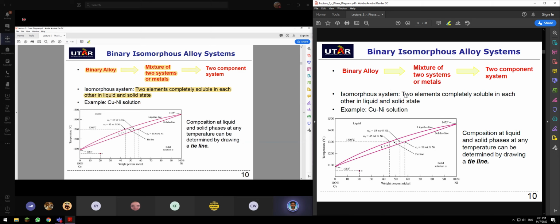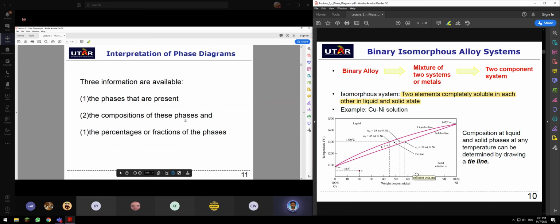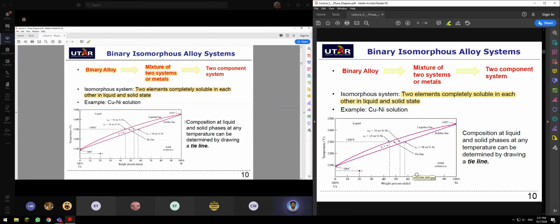For example, alloys, brass, water, syrup, and so on. These are completely soluble in each other in liquid and solid state. For example, copper nickel solutions. You have here copper nickel solutions, and let's see what they are trying to depict here. The composition at liquid and solid phase at any temperature can be determined by drawing a tie line.